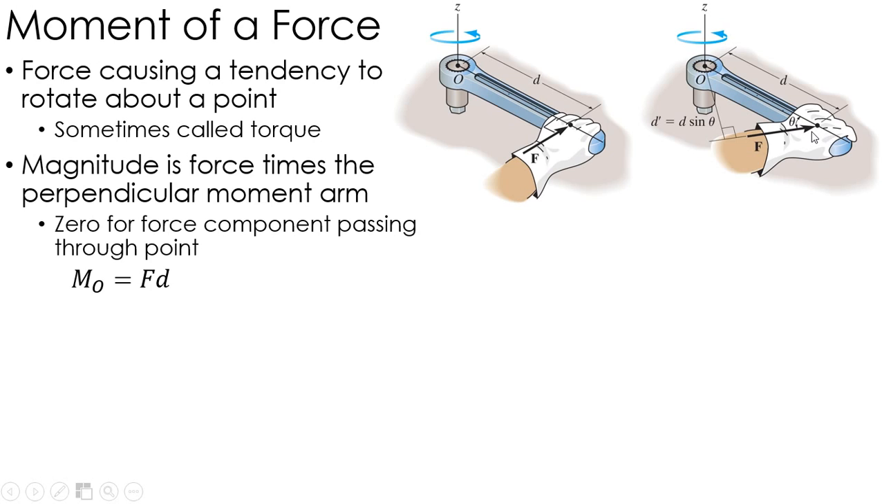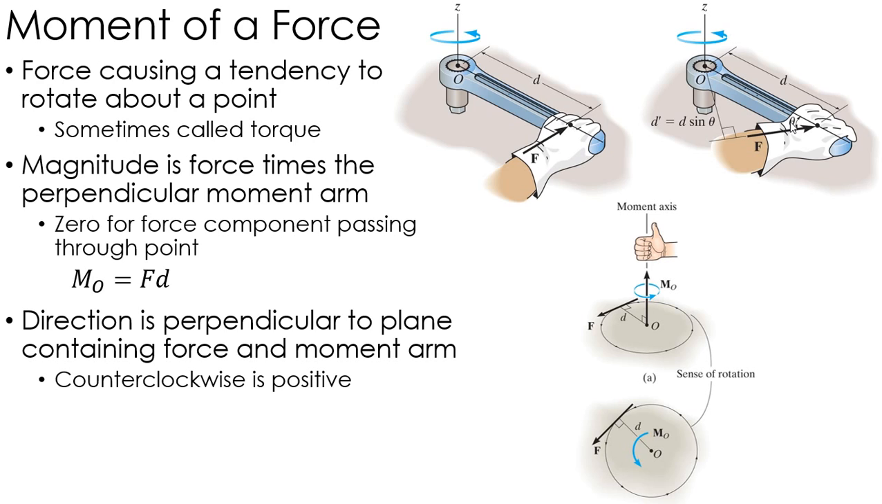And if a force goes right through point O, it actually creates no moment about that point. I need that perpendicular distance to create the moment about a force. So any force that goes through a point creates no rotation, creates no moment about that point. So we're always looking for that perpendicular component, especially when we're dealing in two dimensions. So that takes care of the magnitude, which is just the force times the perpendicular distance.